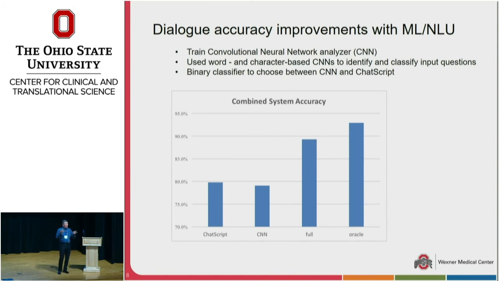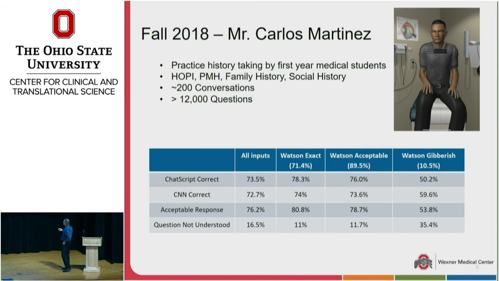So then we created a classifier, a binary classifier, to choose based on the types of questions that each one got right. And it was not as good as the human, but still gave us a pretty big increase in accuracy. And so we wanted to see, this was all done on retrospective data, could we create a live system that would do all of that in real time? And this was largely developed, again, by Adam. So last fall, we had all of our students interview Mr. Carlos Martinez.